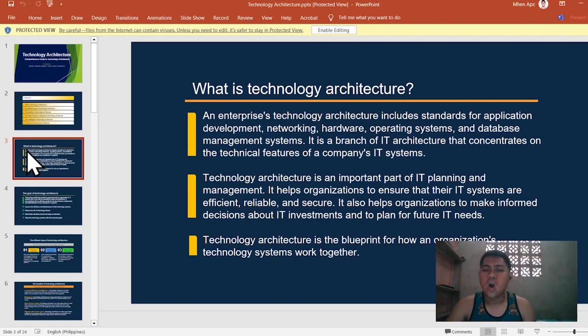Technology architecture is an important part of IT planning and management. It helps organizations ensure that their IT systems are efficient, reliable, and secure. It also helps organizations make informed decisions about IT investment and plan for future IT needs. Technology architecture is the blueprint for how an organization's technology systems work together.